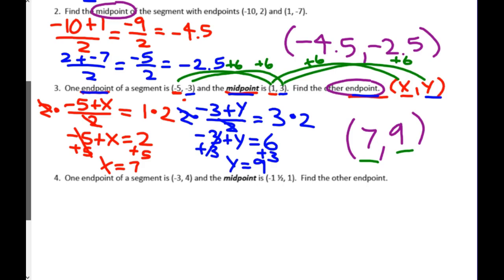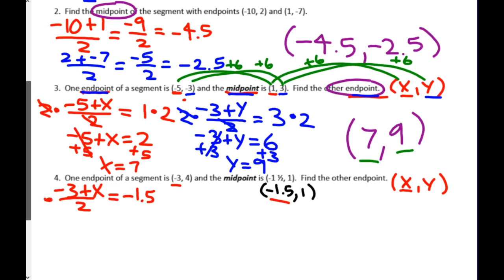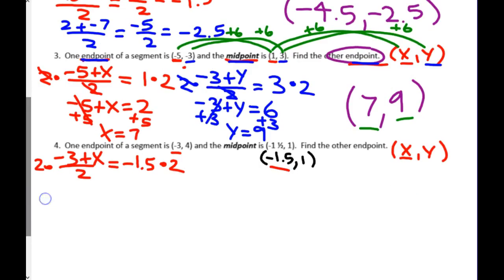So, by the way, y'all know that negative 1.5 is negative 1.5, right? All right, so again, x1 plus x2. Negative 3 plus x over 2 equals the midpoint, negative 1.5, times 2, times 2. Cancel that out. Negative 3 plus x equals negative 3. Add 3. And x is equal to 0. That's fine.